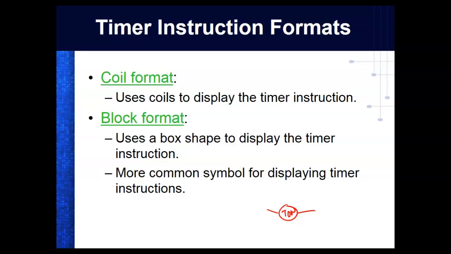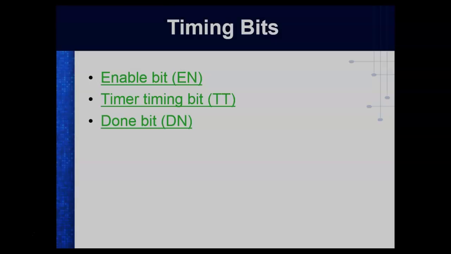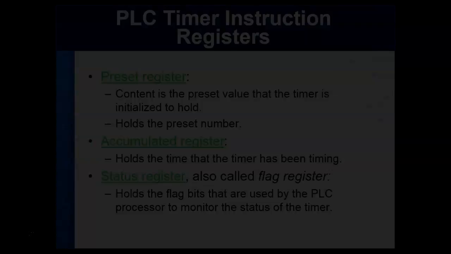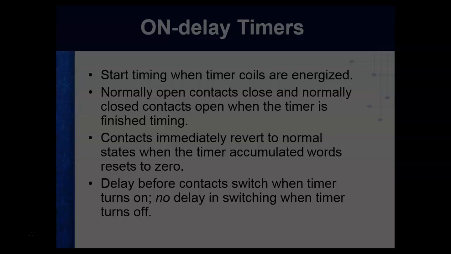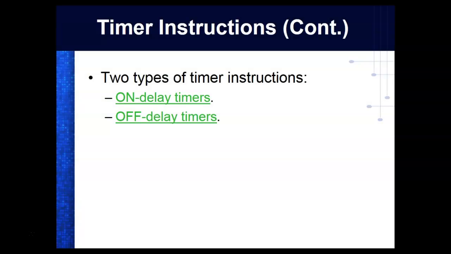Close. Oh, I'm going the wrong way. Good. No, we don't have a timer. There's no such thing as a timer on. It's a what? On delay timer. So I would pull down a coil that says T on. That would be an on delay timer, and a T off would be an off delay timer.